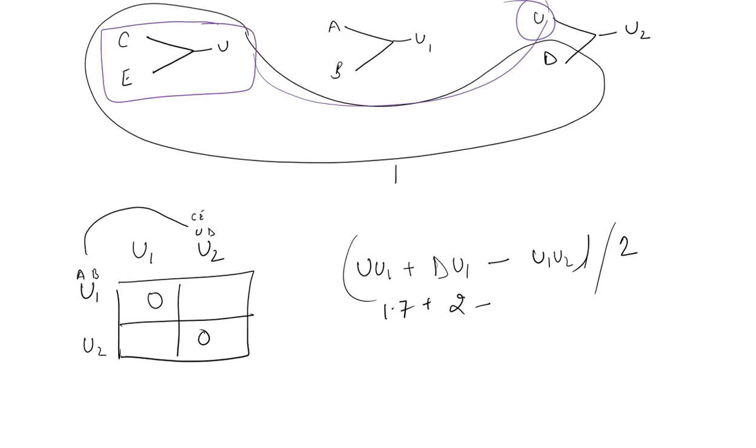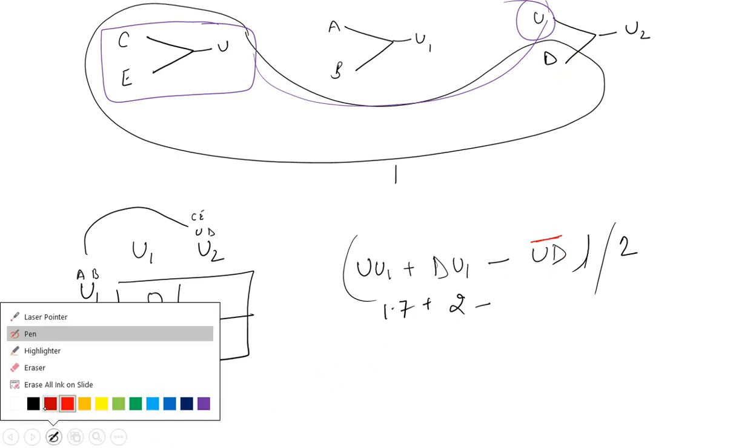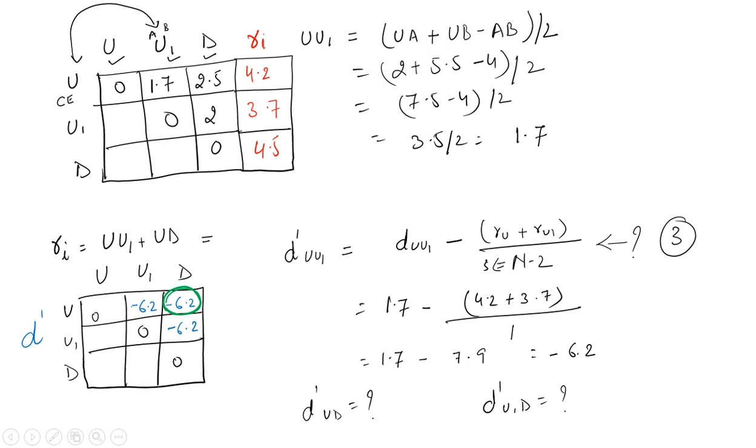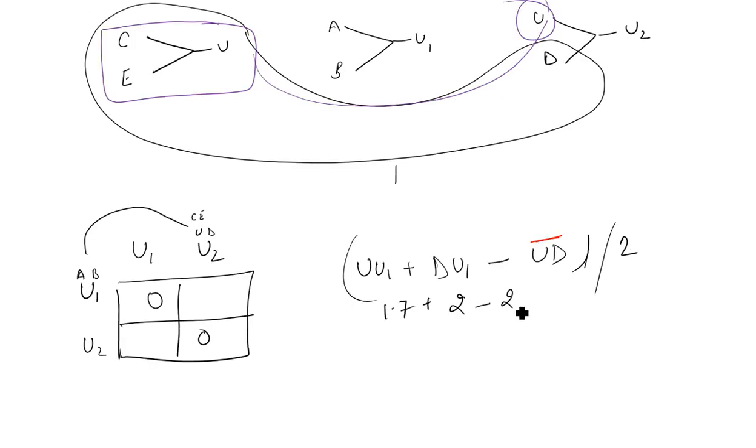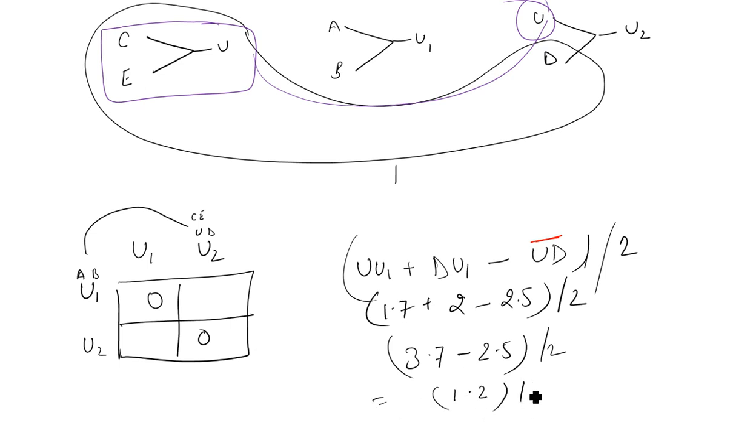UD, sorry, we are calculating UD only. So here it is not U1U2, it is UD. I'm marking it with red color because it is U and D only. So it is minus UD, and UD is 2.5, divided by 2. So this will become 3.7 minus 2.5 divided by 2. So it will become 1.2 divided by 2, which is 0.6. So this value will be 0.6.